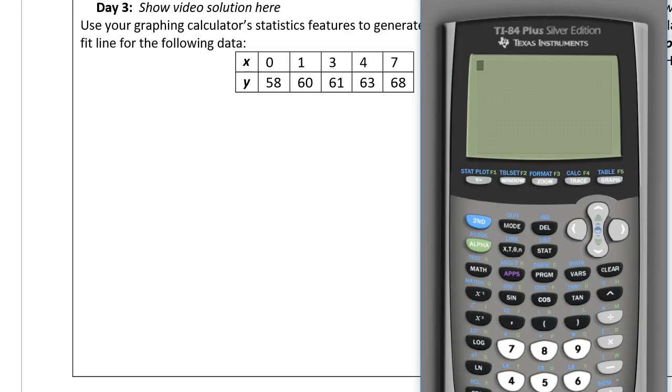Here is the solution for day 3. Use your graphing calculator statistic features to generate an equation for the best fit line for the following data.